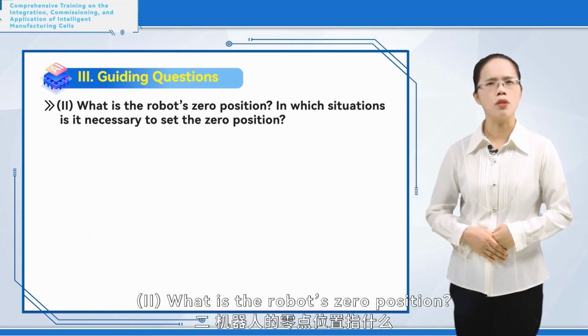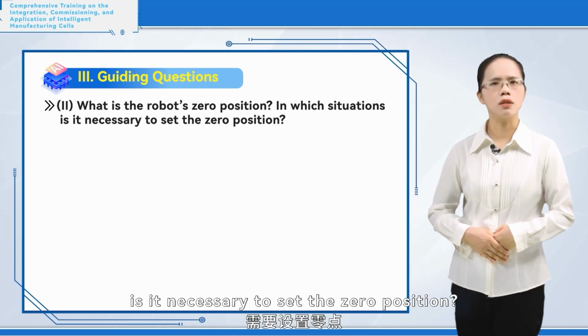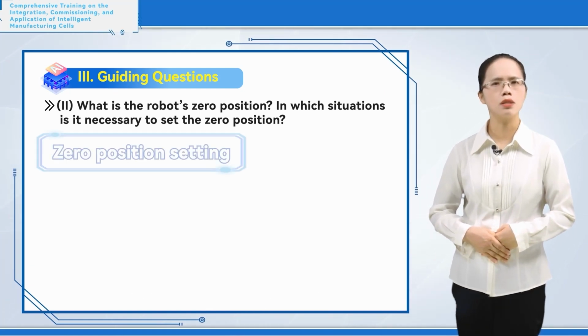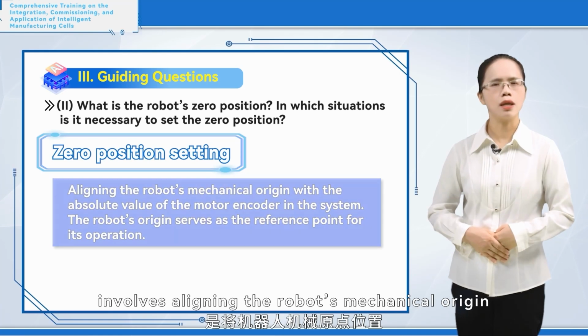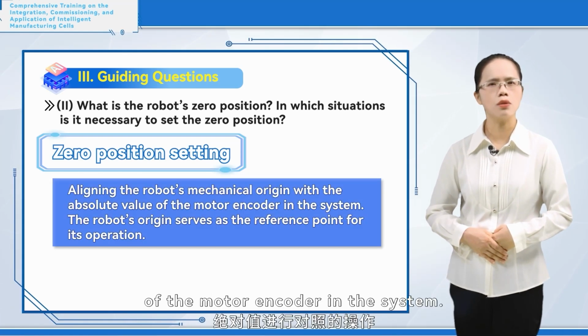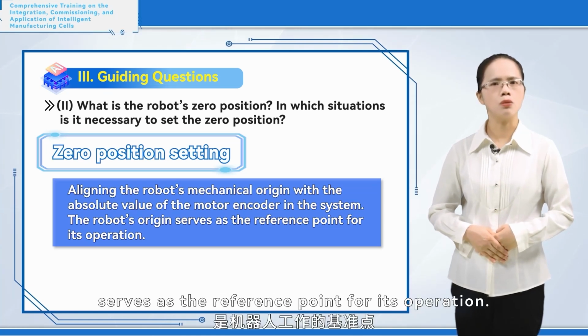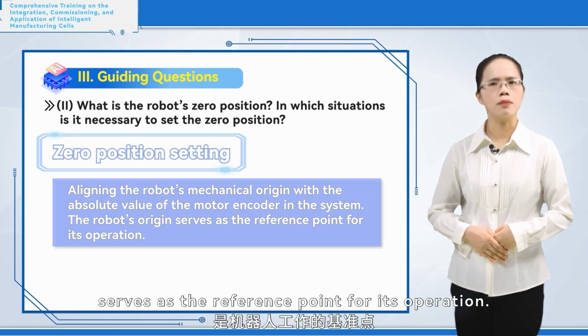2. What is the robot's zero position? In which situations is it necessary to set the zero position? Zero position setting involves aligning the robot's mechanical origin with the absolute value of the motor encoder in the system. The robot's origin serves as the reference point for its operation.